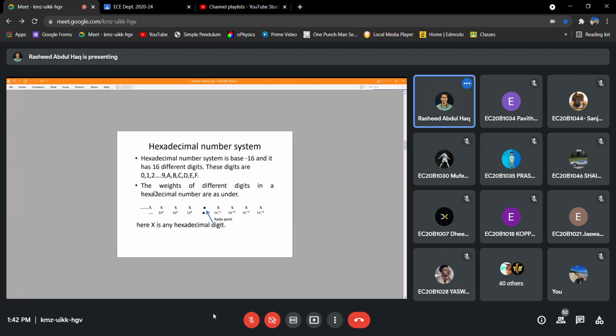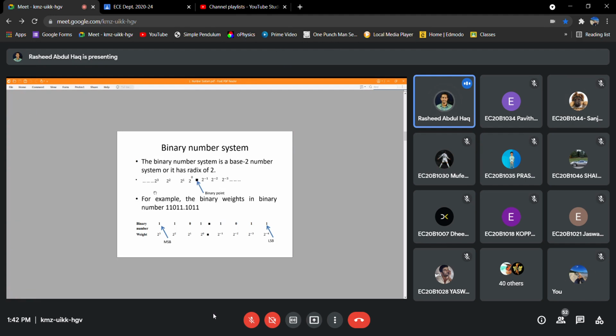Hello. Yes, sir. For the weight of 1, we will give 2 raised to 0. Then can somebody calculate and tell the number, converting to decimal? Yes, sir. Before the decimal point, it's 13, sir. Decimal? It's 13, okay. That's fine. The other part we can calculate later.